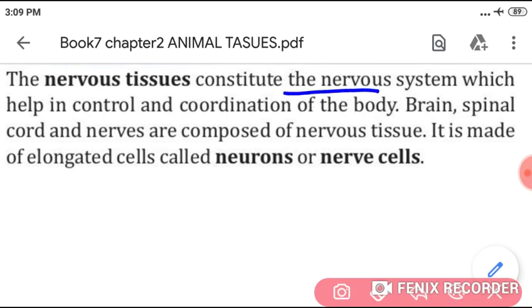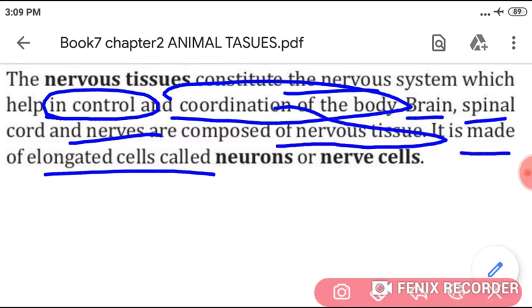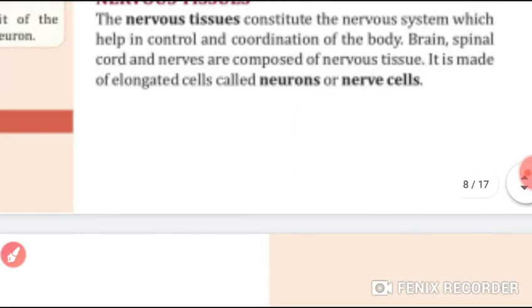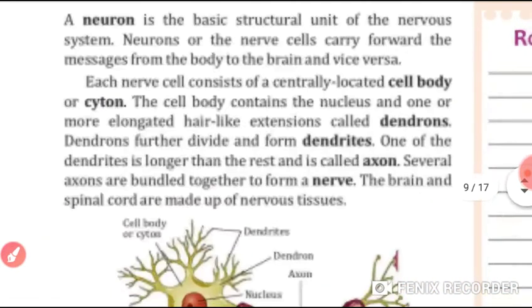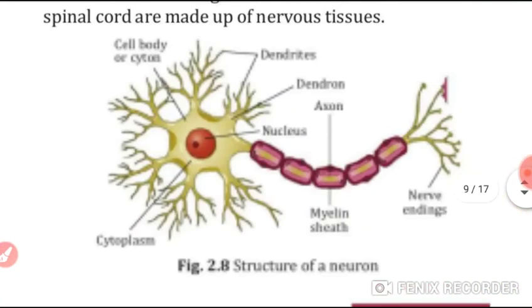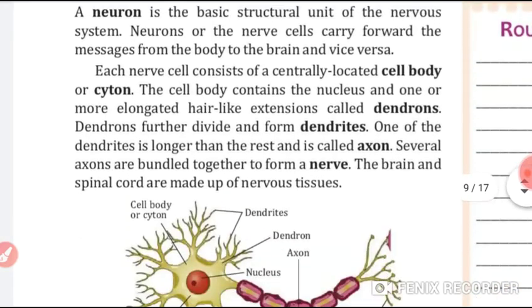the nervous system. What is the function of that? It helps in the control and coordination of the body. Brain, spinal cord, nerves, these all are composed of nerve tissues. Okay, it is made up of an elongated cell that is called neuron, or we can say nerve cell. And this is an important topic, students. Okay, this diagram is also important. Just have a look at this diagram. This is the structure of a neuron and it is important, students. So let's just have a look here.